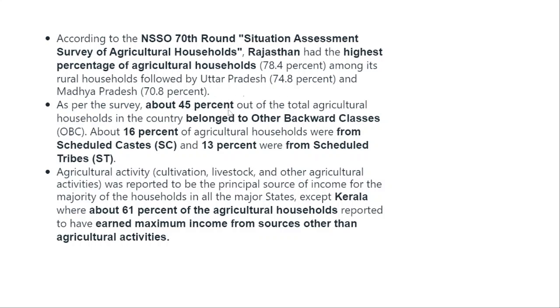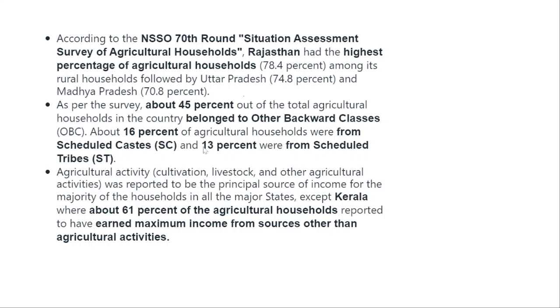As per the survey, about 45% of the total agricultural households belong to the OBCs. That's why in Indian politics, the OBCs play a very important role, because they are the agricultural class. Most of the rural population is involved in agriculture, and 45% of the agricultural households belong to the OBCs. That's why the OBC vote matters a lot. Even prime ministers will have more ministers from the OBCs because they have a higher percentage, 45%. Remember that.